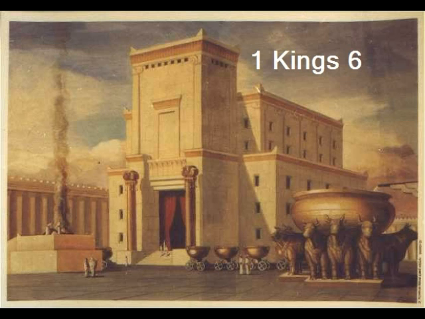And he built the inner courtyard of 3 courses of dressed stone and 1 course of trimmed cedar beams. The foundation of the temple of the Lord was laid in the 4th year, in the month of Ziv. In the 11th year, in the month of Bul, the 8th month, the temple was finished in all its details according to its specifications. He had spent 7 years building.